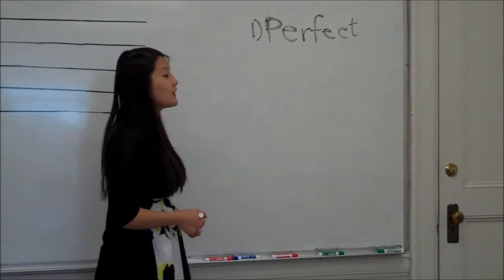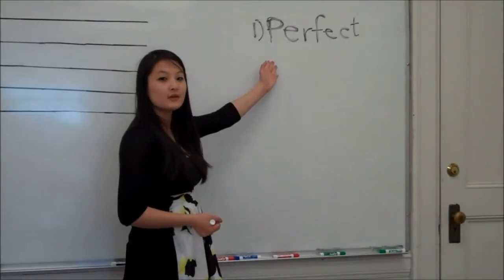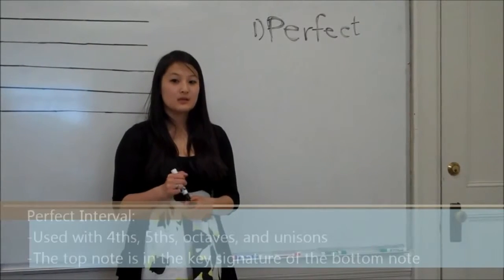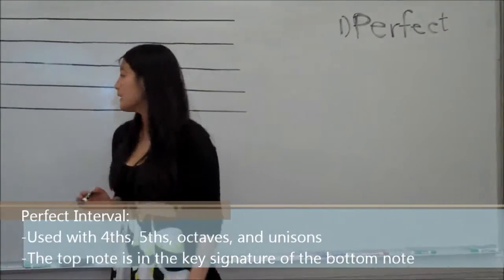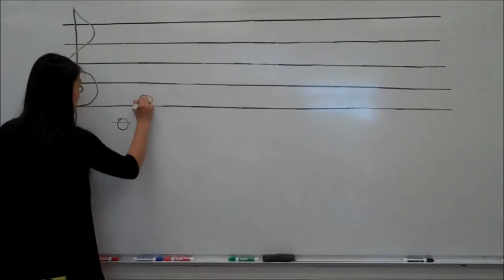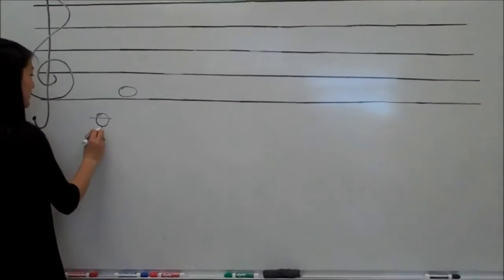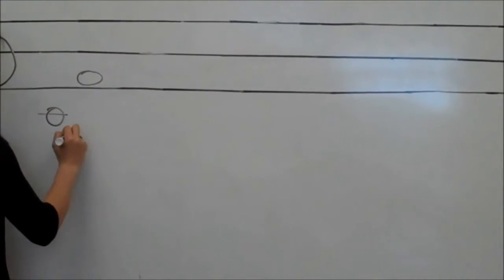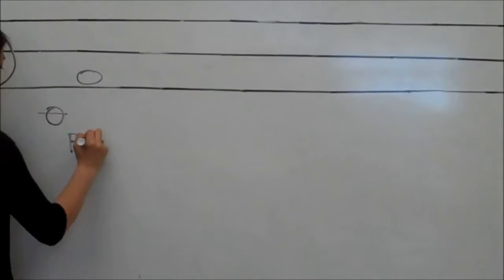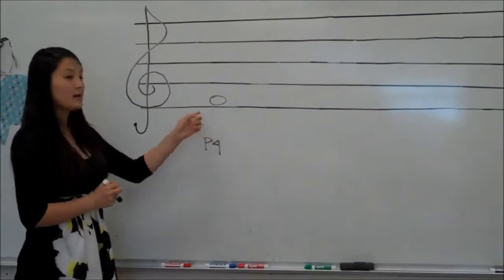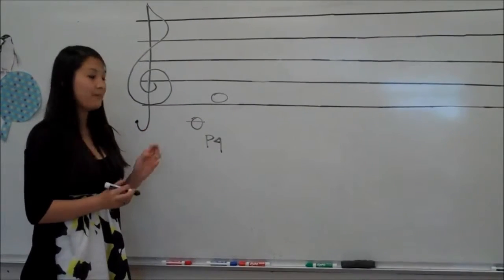So our first type of interval is the perfect interval, and these are used with fourths, fifths, unisons, and octaves. So, for example, if you had a C to an F, you would count up 1, 2, 3, 4. So you have a perfect fourth. And you know this because in the key of C, there is an F natural in that key.